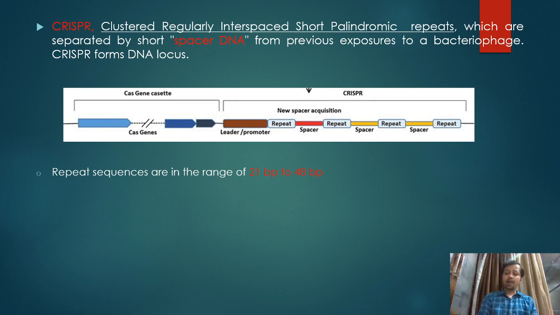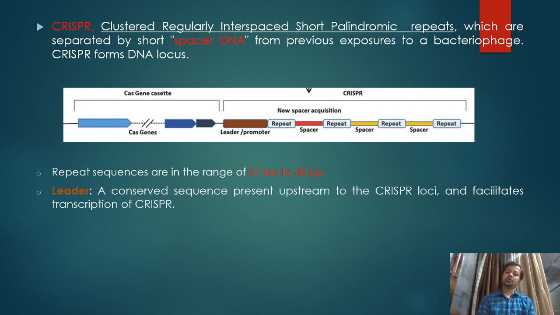The length of a palindromic repeat varies in the range of 21 base pair to 48 base pair. However, for a particular CRISPR locus, the length of a CRISPR palindrome is fixed. A CRISPR locus in a bacterial genome is always downstream to a leader region, and this leader region is found to possess a promoter whereby this CRISPR locus undergoes transcription.